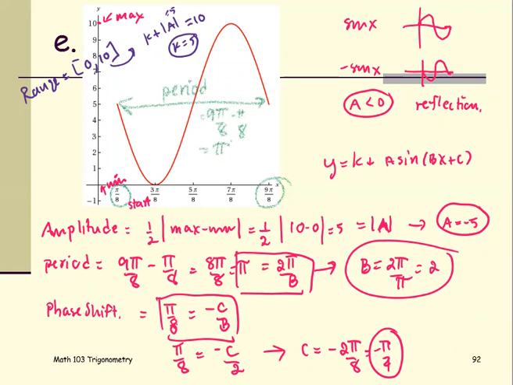Now we put it together in the equation form. Then we get the equation y equals 5, A is negative, times the psi of b, which is 2, times x minus pi over 4, which is the c value.